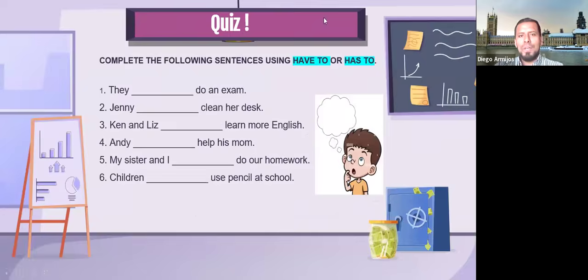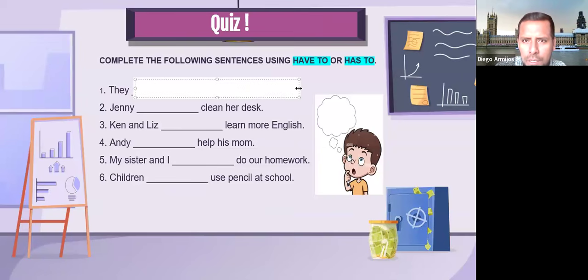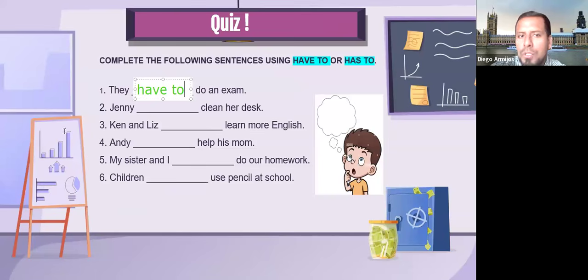Is that clear? So we're gonna practice. Here we go. We have a small quiz over here, yeah? Let me put the annotation tool here. And what do you think about number one? They have to or has to? What do you think? You're gonna pause the video a little bit and tell me the answer. Absolutely, the answer is have to. They have to do an exam.